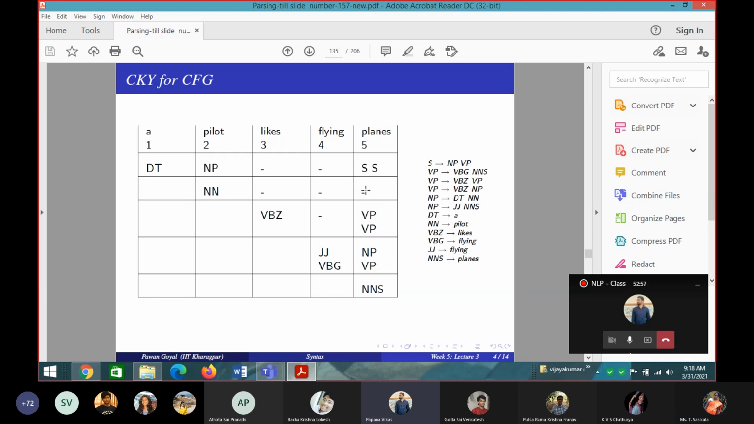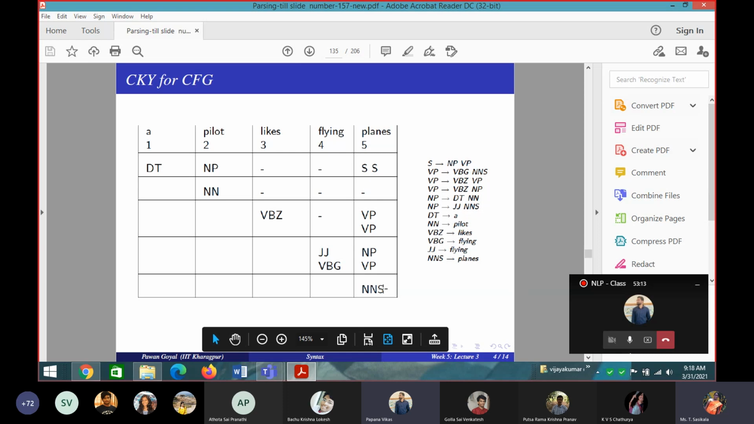NN VP or NN VP, anything is there? No. Then dash NP, or dash VP? Nothing is there. Next, dash NNS. Nothing is there. So this becomes nothing. So now can you tell me here?